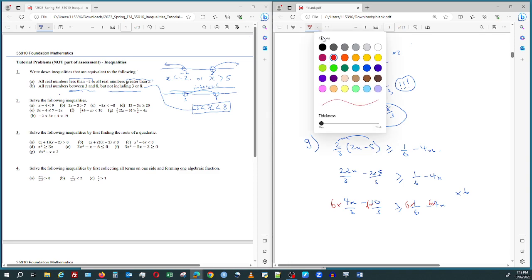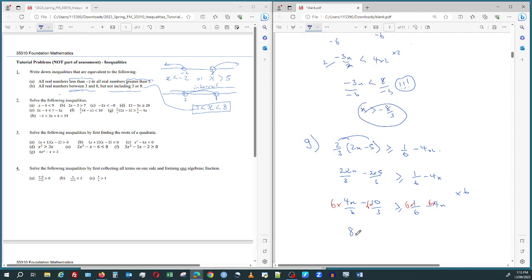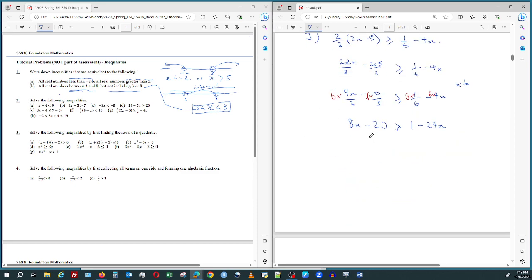Okay, so we do each of those, and that will give us 6 fours are 24x, divided by 3 is 8x, 6 tens are 60, 60 divided by 3 is 20. And then we've got the 6s cancel, so that's 1, and then 6 fours are 24x. Alright, so we've taken the fractions out.